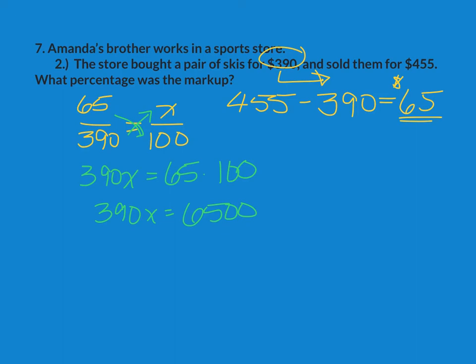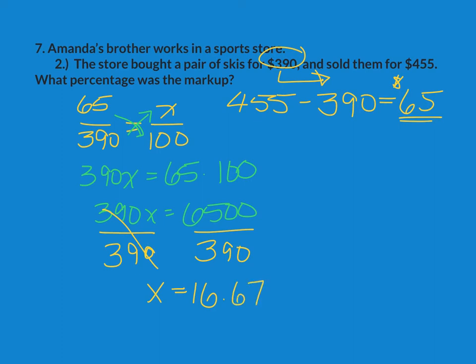I then divide both sides by 390 because that's the opposite of multiplying. 390 on both sides, these cancel. I'm left with x equals 16.67, and this, don't forget, is a percent. Some of you still aren't labeling all of them correctly, so be careful of that.